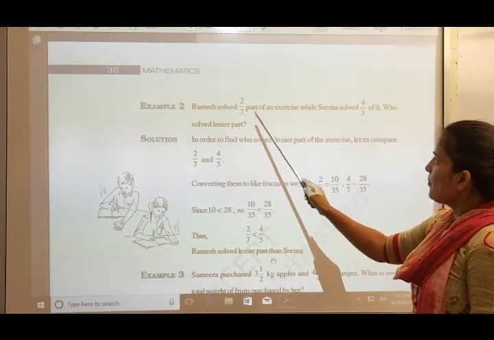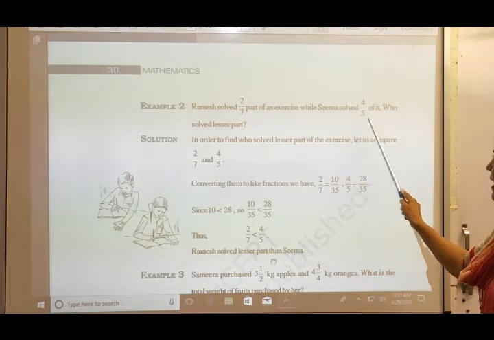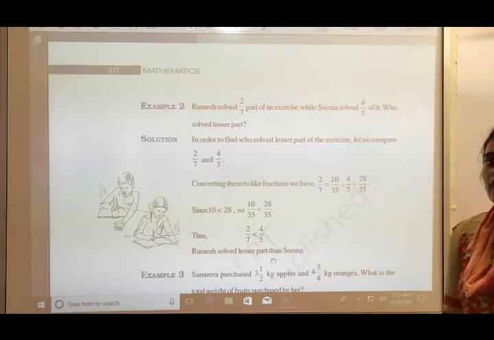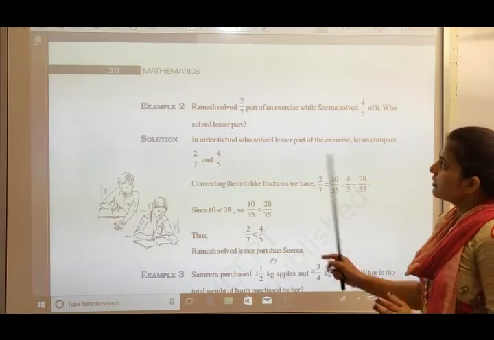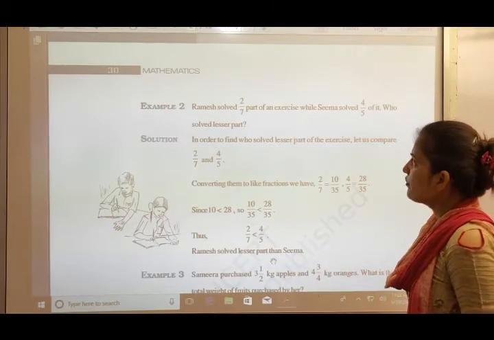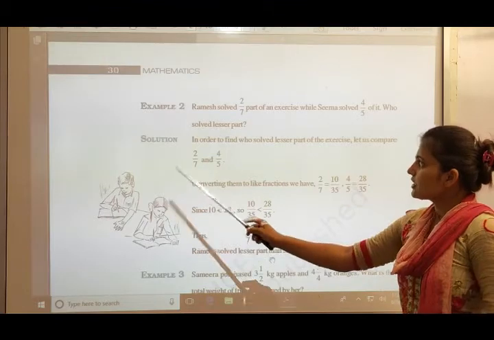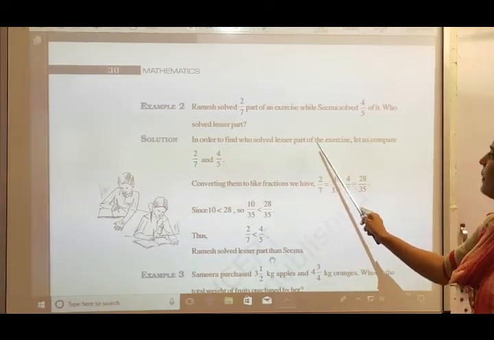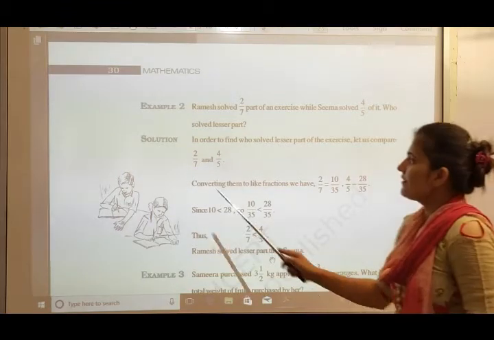Ramesh solved 2 by 7 part of an exercise while Seema solved 4 by 5 of it. Who solved lesser part? Now here you have to do a comparison between the solved part of the exercise of Ramesh and of Seema. So the solution is given. In order to find who solved lesser part of the exercise, let us compare 2 by 7 and 4 by 5.